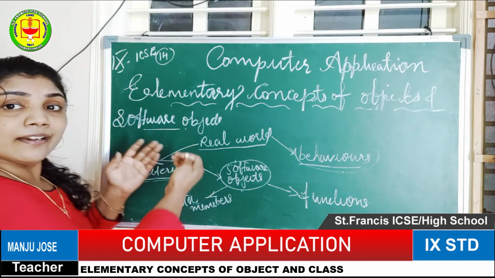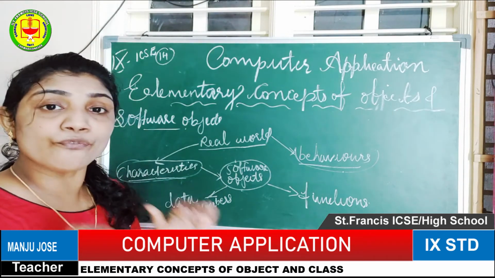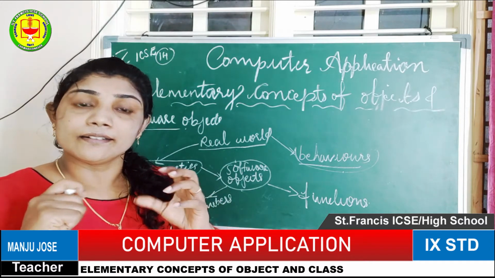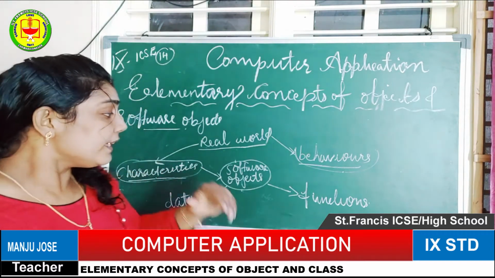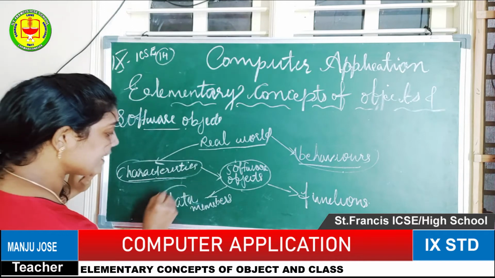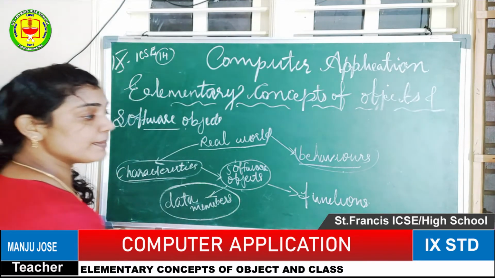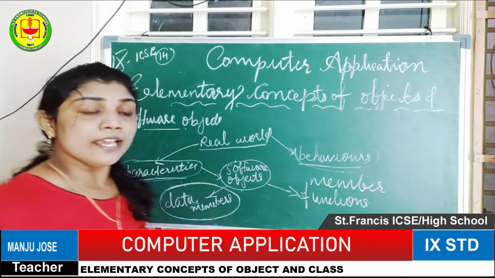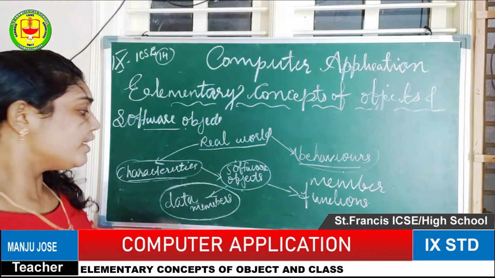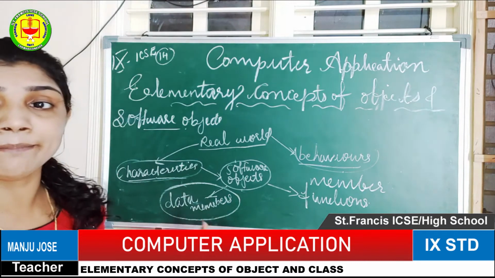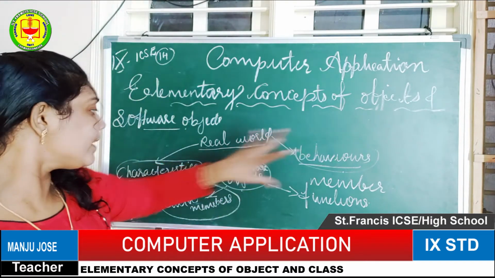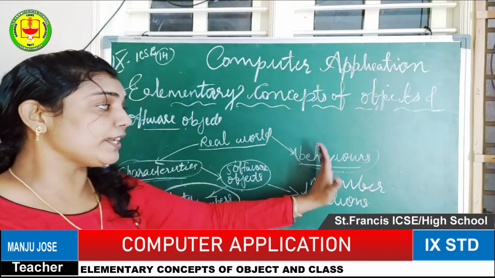So let me come back to the software object. In the software object, we are not going with characteristics and behavior. In the software object we are considering data members and member functions. So what do you mean by data members, and what do you mean by member function? In the behavior and the characteristics, these two we are considering.